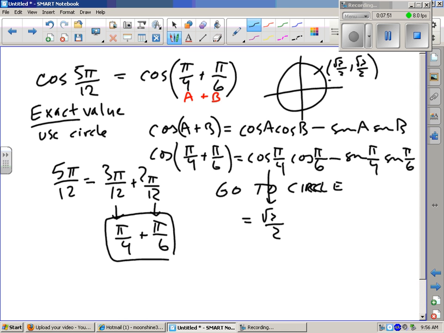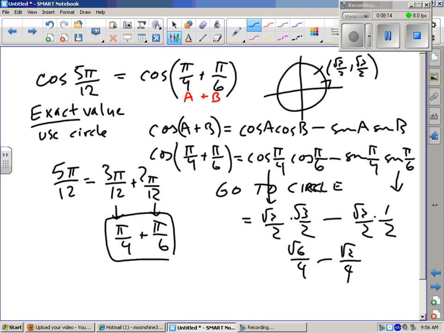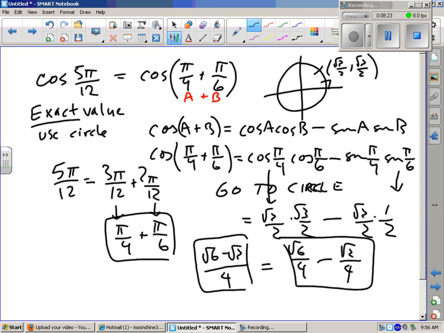Then the cosine of pi over 6 is root 3 over 2. Then the sine of pi over 4 is root 2 over 2. And the sine of pi over 6 is the short side, so it's 1/2. And it's all multiplication, so this becomes root 6 over 4. This becomes root 2 over 4. And you can leave it like that, or you can say root 6 minus root 2 all over 4. So either way is correct.